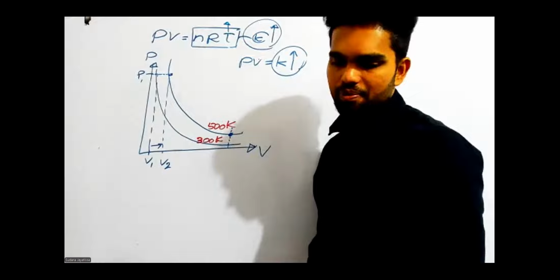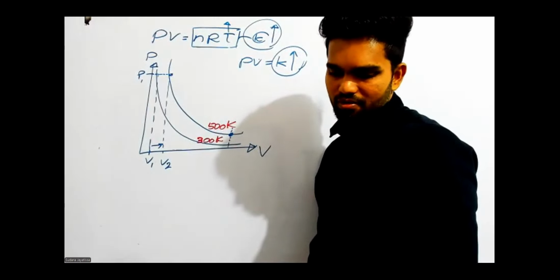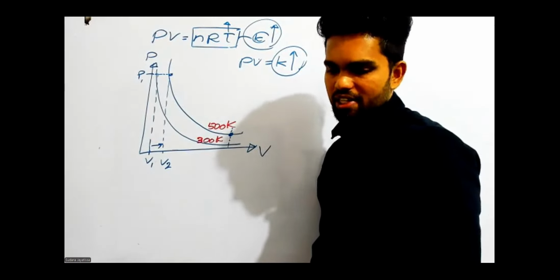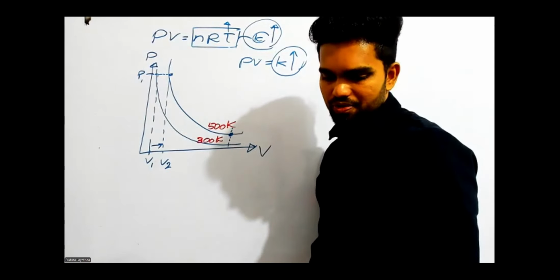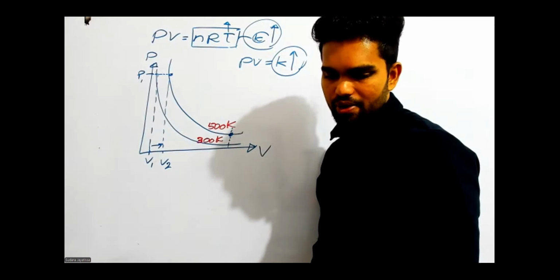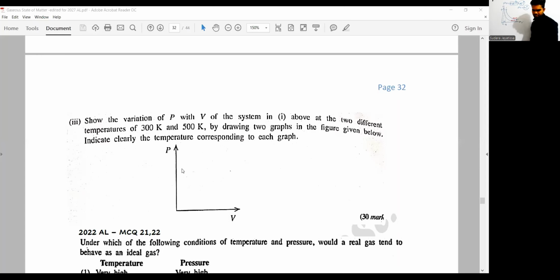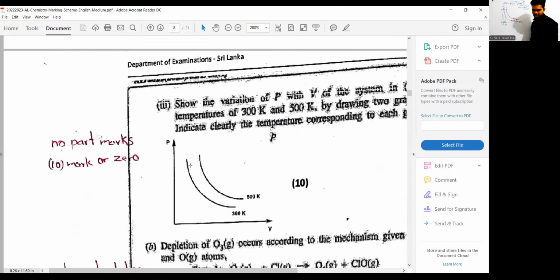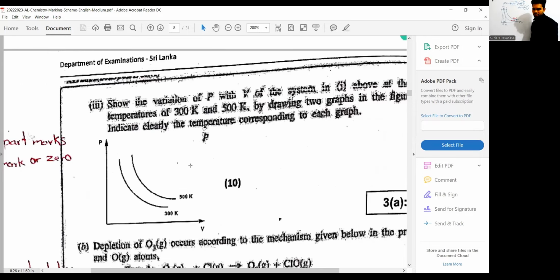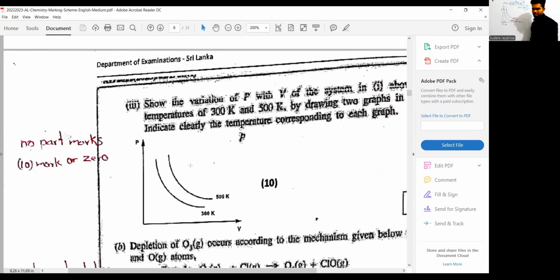Okay, shifts upward. I hope you all understood that one. That's what they have in the marking scheme also. I'll show you how many marks they have given for that. Yeah, 10 marks are given. So no part marks, either 0 or 10.